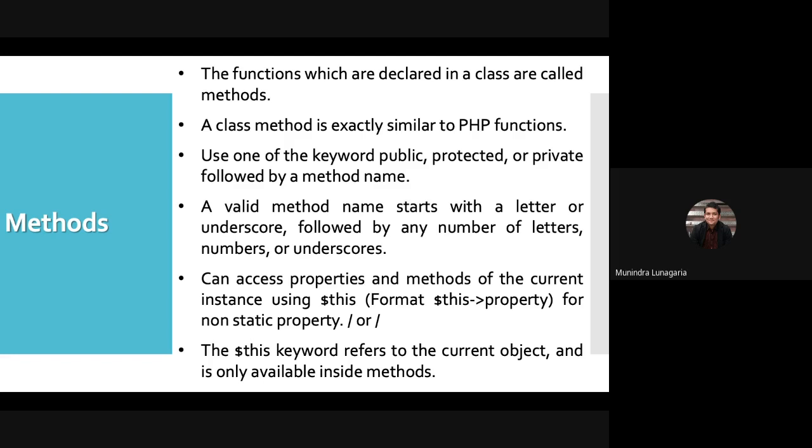It can also access the properties and methods of the current instance by using $this, which denotes the current object. So if you're going to write it like this, it is definitely for non-static properties only. Right. So the $this keyword refers to the current object, as I've told you, and is only available inside the method scope. Right. So definitely one more Viva question: what do you mean by the $this keyword? What exactly does it refer to? Definitely it refers to the current object.